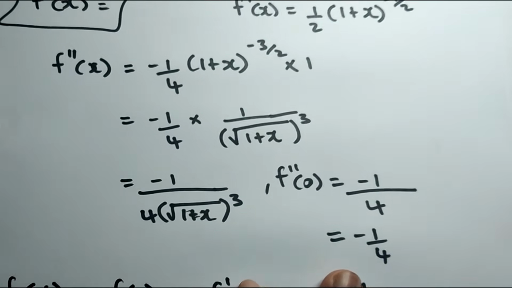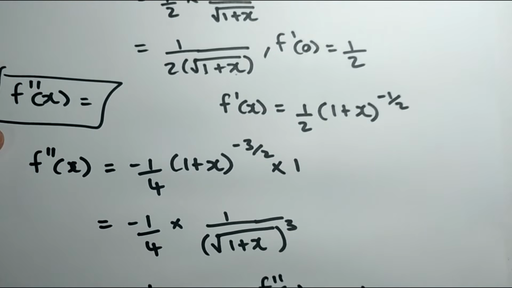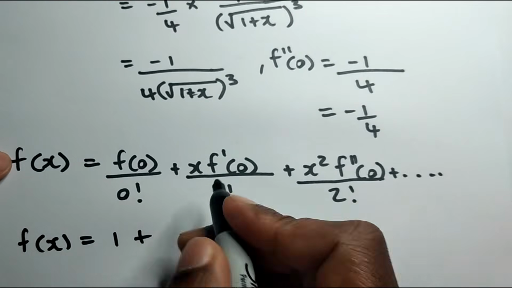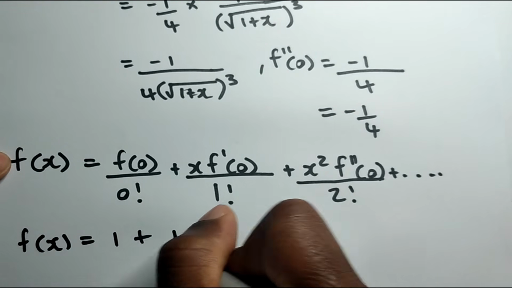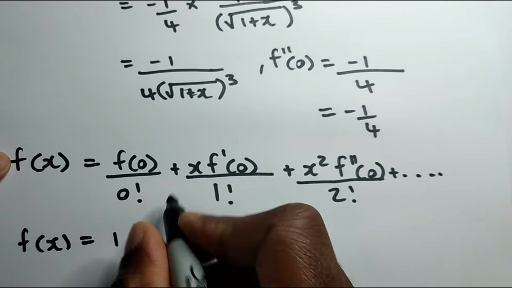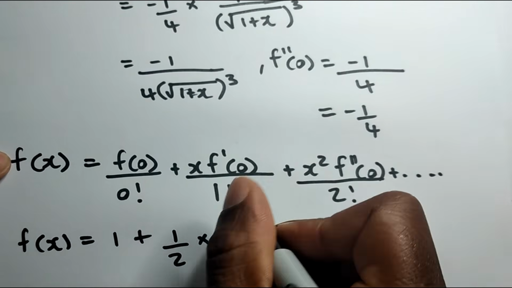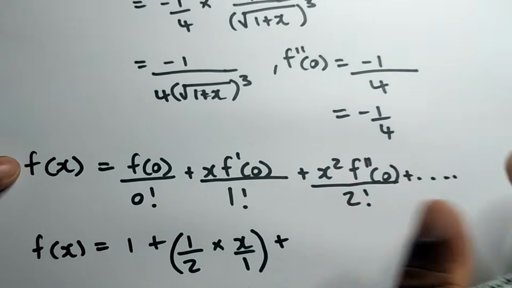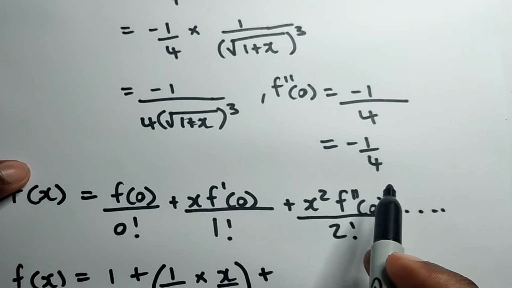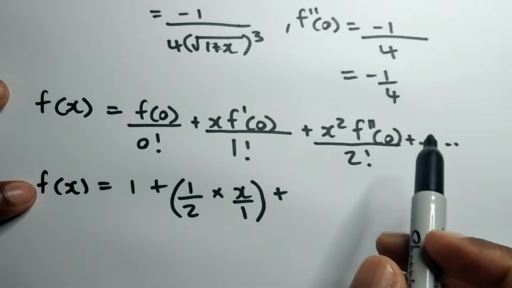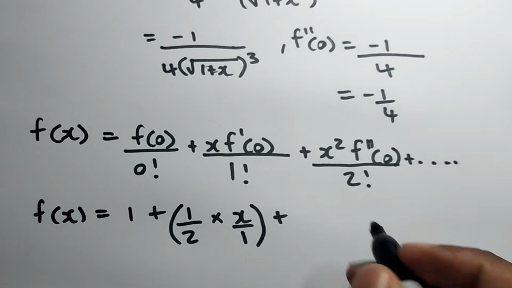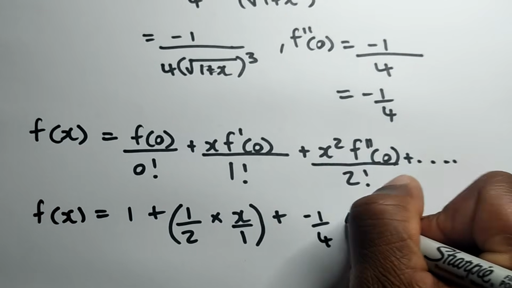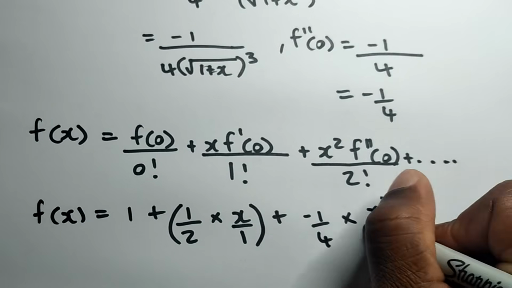What did we get when we substitute 0 into the first differential? We got 1 over 2. So we'll have 1 over 2 times x over 1 factorial, which is 1. So all of this plus the result that we got when we substitute 0 into the second differential of f of x, and that was negative 1 over 4, and we multiply that by x squared over 2 factorial, which is 2.